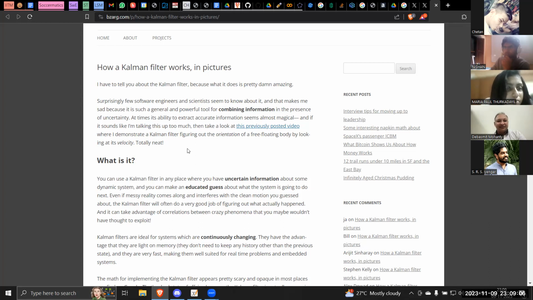The one line is that a Kalman filter can figure out the orientation of a free floating body by looking at its velocity. Surprisingly few software engineers and scientists seem to know about it. That makes me sad because it's such a general and powerful tool for combining information in the presence of uncertainty.